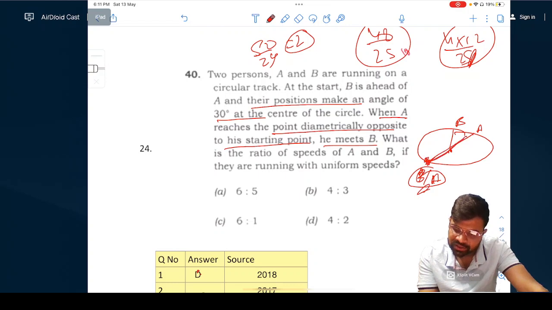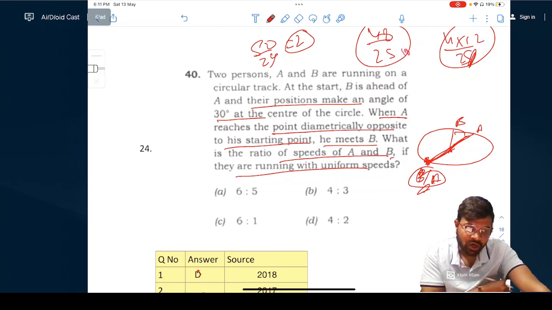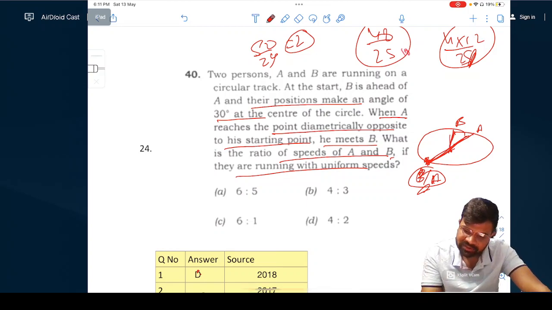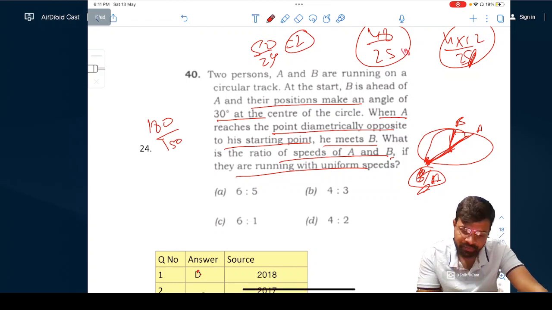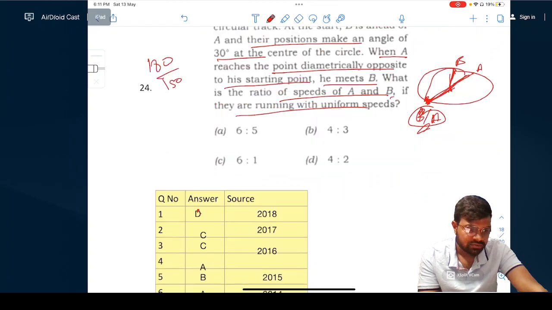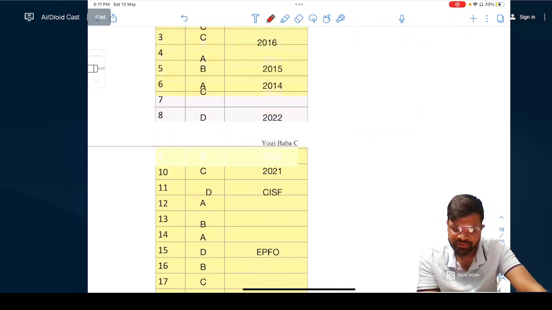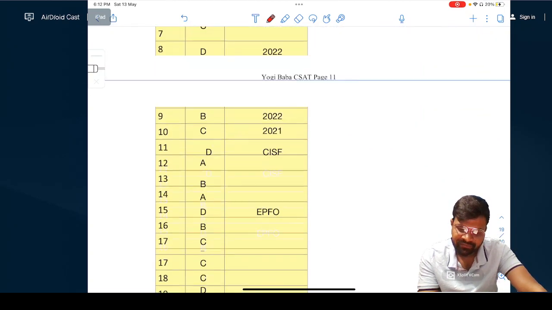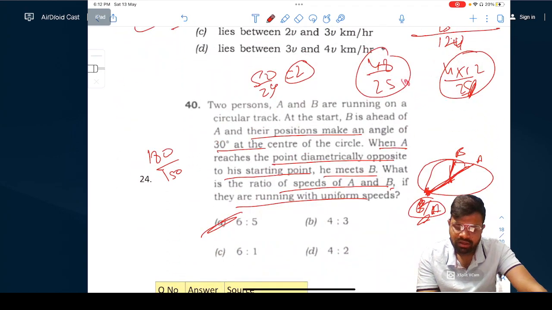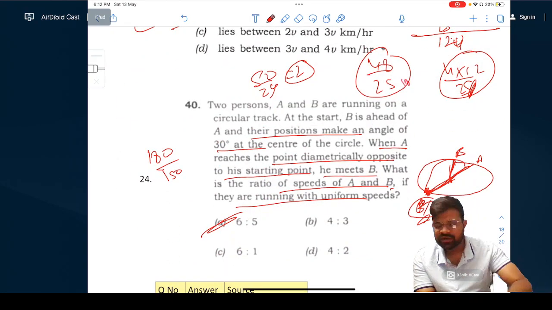What is the ratio of the speed of A and B if they are running with uniform speed? See how much angle A has covered. 180 degrees. And how much angle B has covered? Less than 60 degrees, 150 degrees. So this should be the ratio. The answer will be 6:5, because when time is the same, the ratio of distance and velocity are the same.